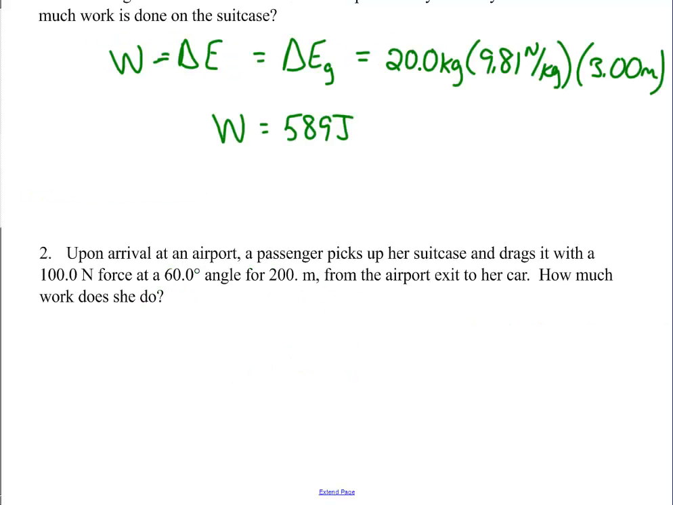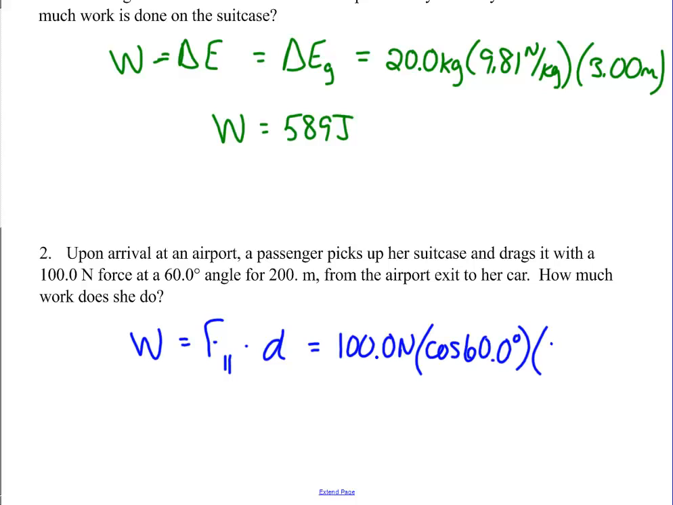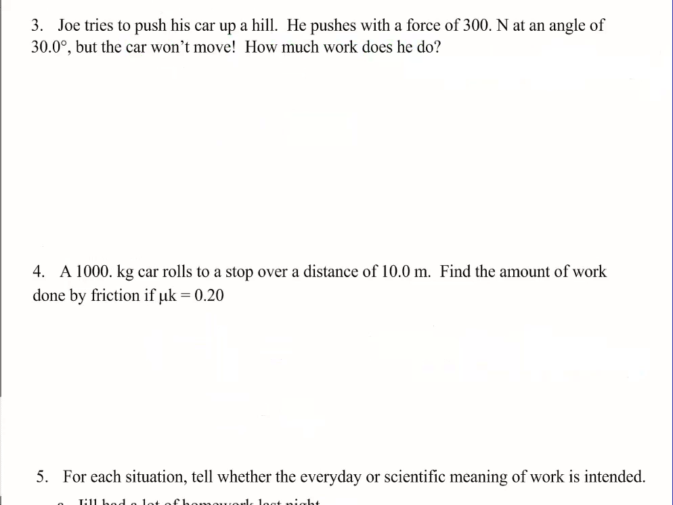If we look at the next one, we've got a passenger dragging her suitcase with 100 newtons of force, and she's applying that force 60 degrees to the horizontal, and she drags her suitcase for 200 meters. We want to know how much work she does. So we have a force, we have a distance, so we're going to use the work equation that involves those two quantities. So it's force parallel times distance. So we have 100 newtons of force times the cosine of 60 degrees times 200 meters. So we put all that into our calculator and make sure we're in degrees, not radians, and we get 10,000 joules.